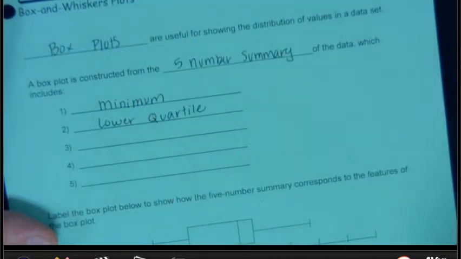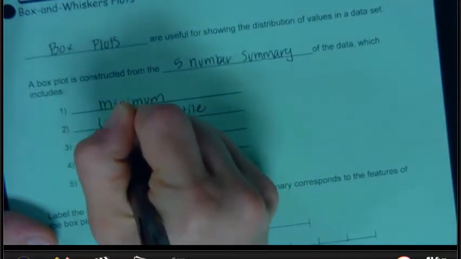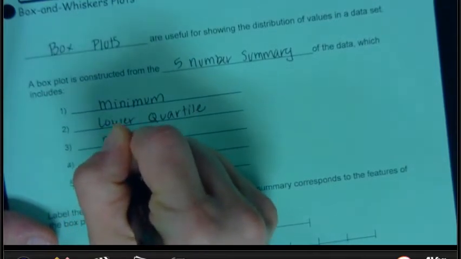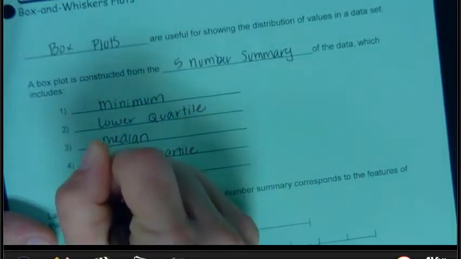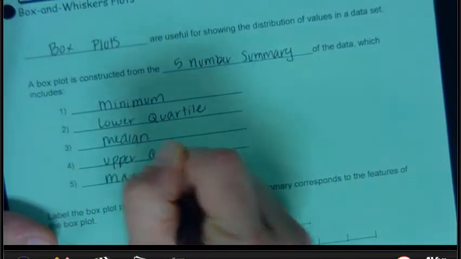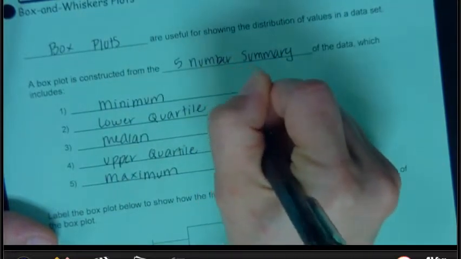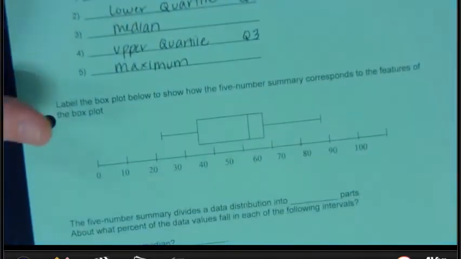Upper quartile, the median. I'm checking my spelling. The median, my upper quartile, and then my maximum. Okay, this one here is usually shown as Q1, and this one here is shown as Q3.